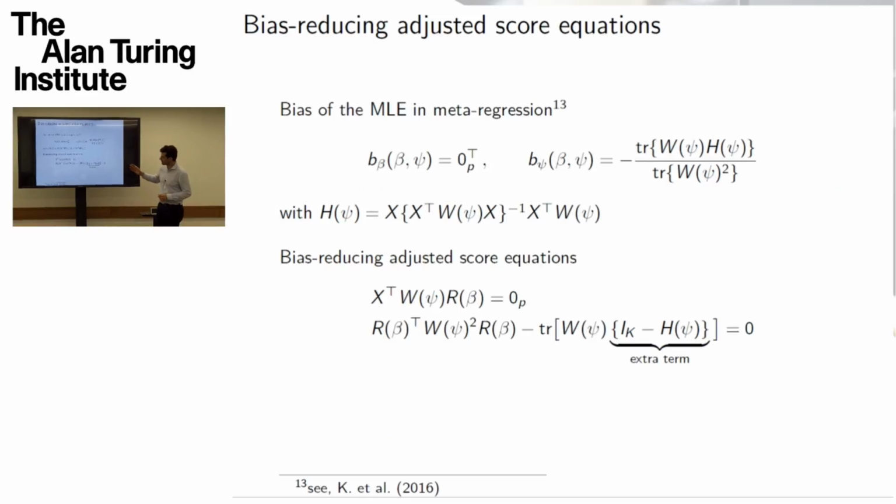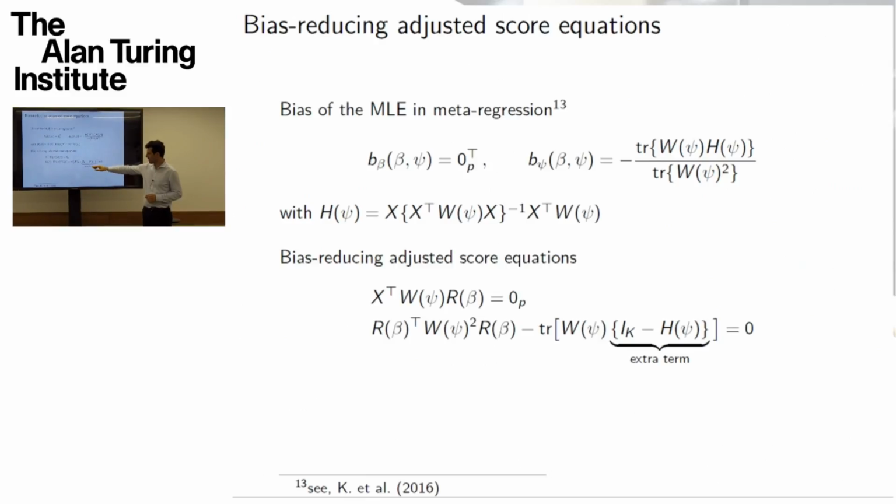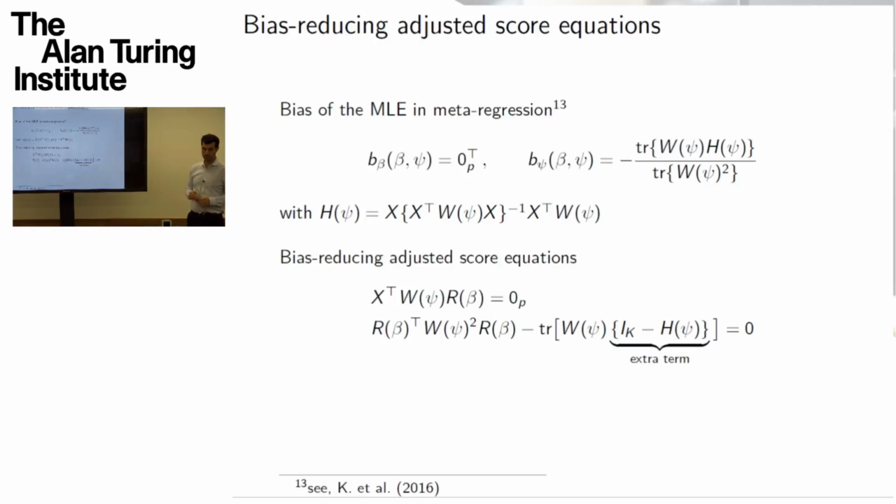By using that and some calculation, we can derive the adjusted score equations, whose solution has second order bias. The equations on the betas are exactly the same as the MLE, so they are unaffected by bias reduction. The equations for the heterogeneity parameter are just amended by an extra term here, which will correct for bias.